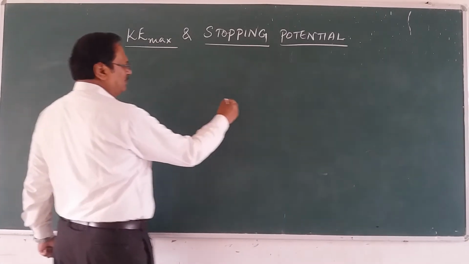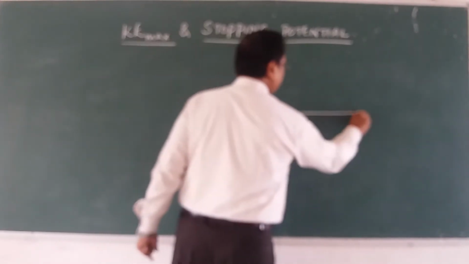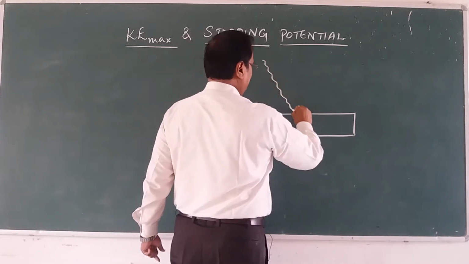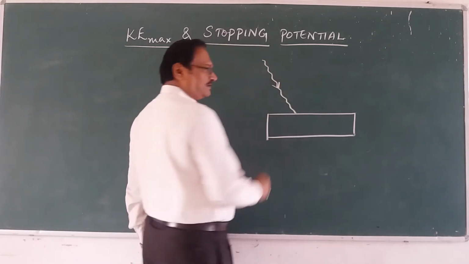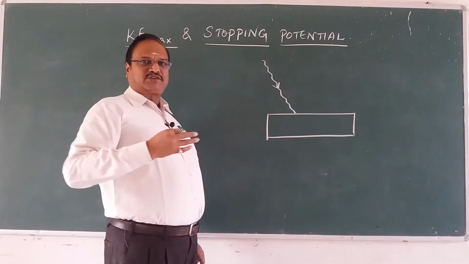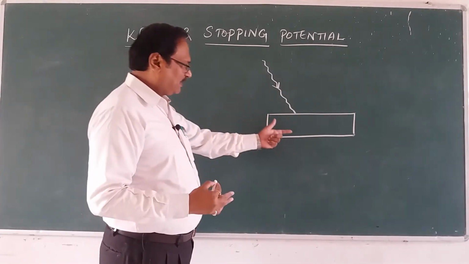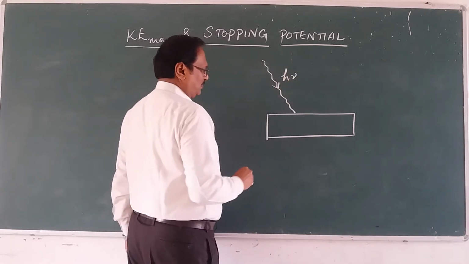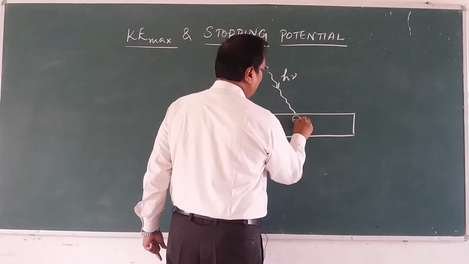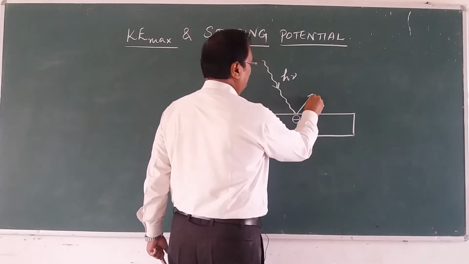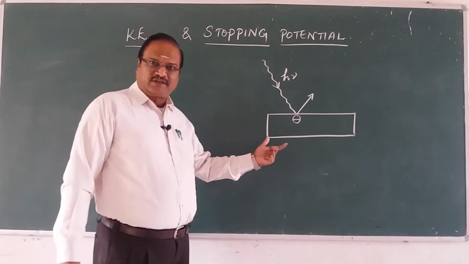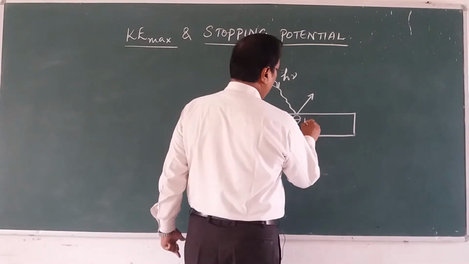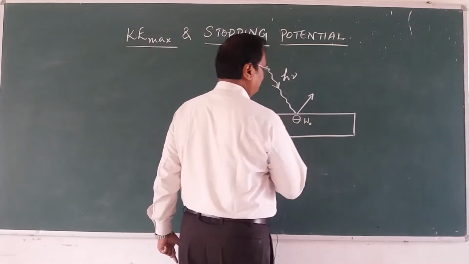Now we know that photoelectric emission is when a metal is subjected to light of sufficient frequency, which is called threshold frequency for the particular metal. And let us say the frequency is h nu, and you will find that electrons are ejected out of the metal. For that, it requires a minimum energy to remove the electron, and that is called work function.